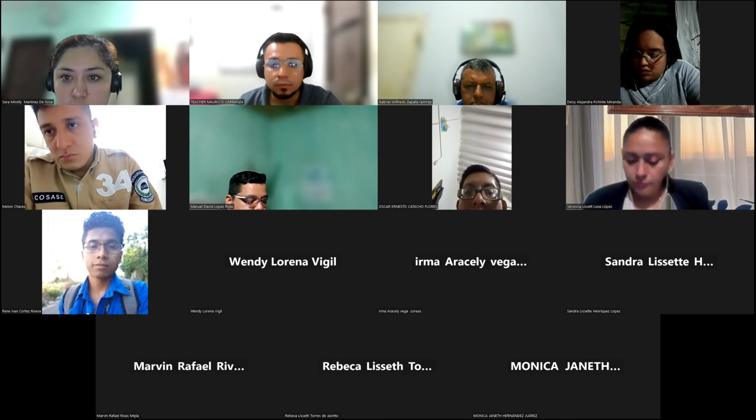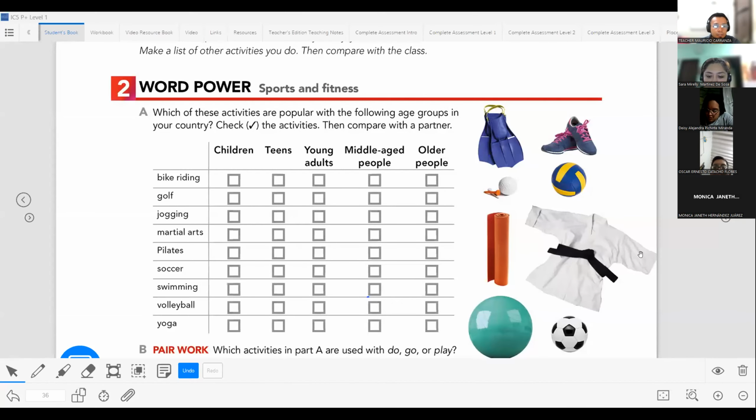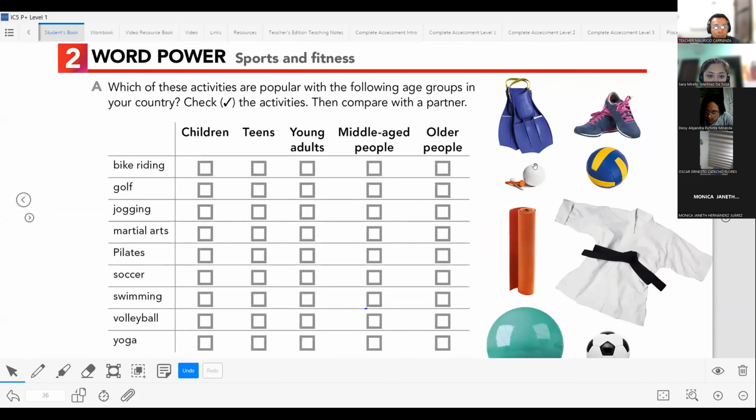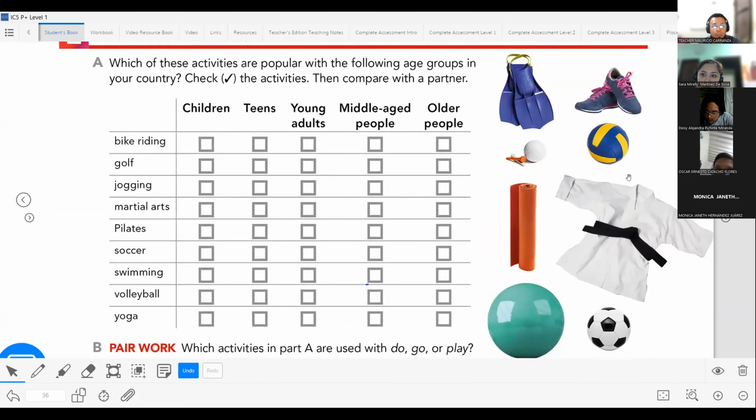Okay. We're gonna work on activity number 2, Word Power from the book, and it says sports and fitness. Which of these activities are popular with the following age groups in your country? So you have to check the activities and compare.